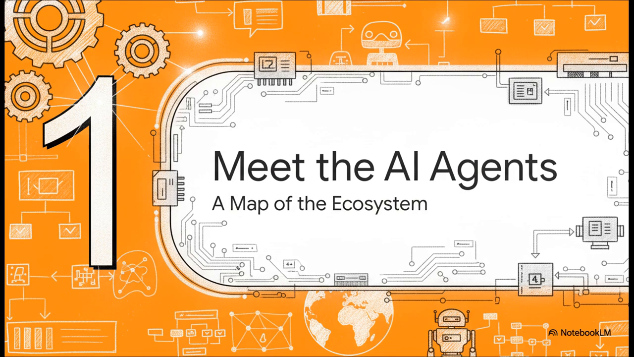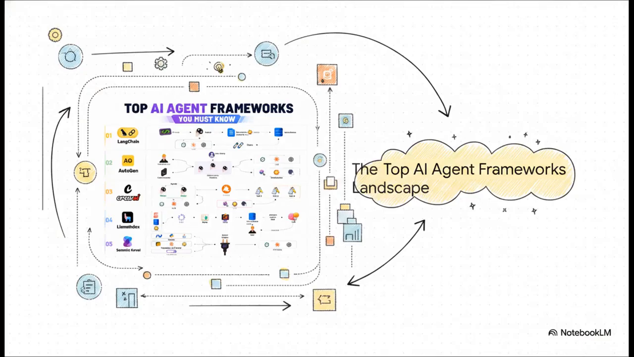Here is a map of the ecosystem. So here it is, the top AI agent frameworks you absolutely need to know. Now, I know what you might be thinking right off the bat. This looks like a highly complicated subway map, right? You've got different lanes, tons of icons, arrows pointing everywhere, starting with LangChain at the very top and going all the way down to semantic kernel at the bottom.